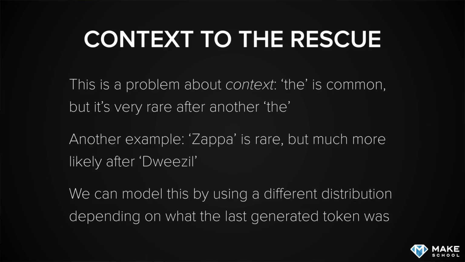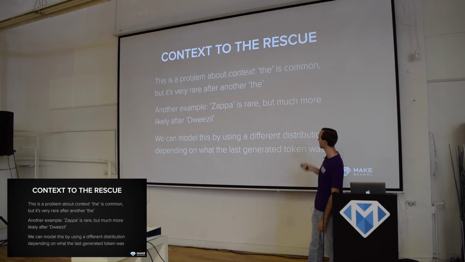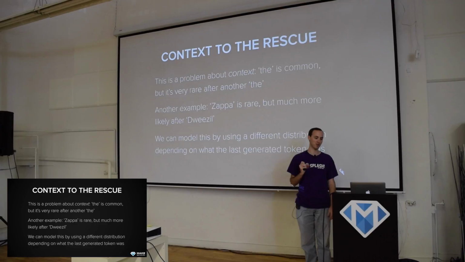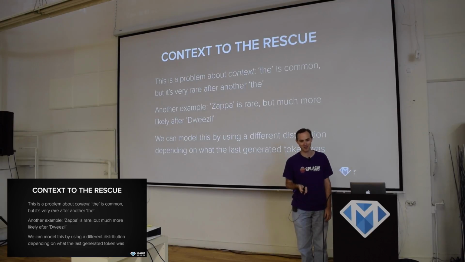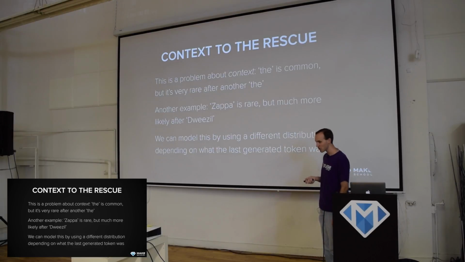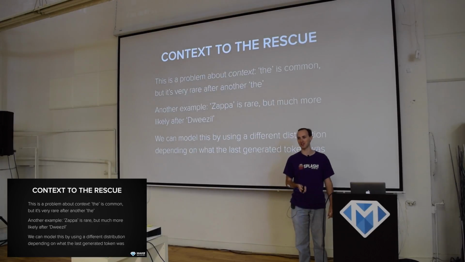The issue is context, right? The word "the" is common overall. The marginal probability of having the word "the" is high, but it's very rare after another "the". If you know that you've just seen the word "the", the conditional probability of getting another "the" is very low. Another example, the word "Zappa" is pretty rare, but if you've just had the word "Dweezil", it becomes much more likely, right? So can we improve our generation procedure to model context like that?